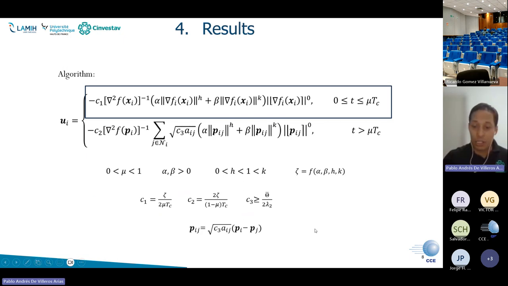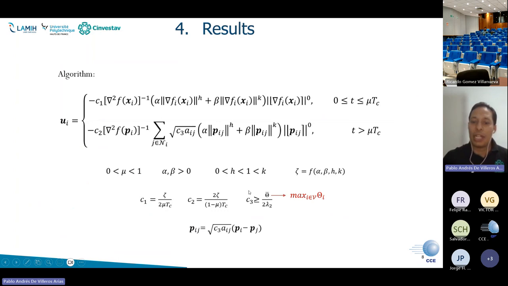The rest are just constants, but I want to bring attention to this last constant, C3. It depends on theta bar. This theta bar is the maximum among all the smooth parameters, and lambda 2, which I explained before. So as long as this C3 parameter is higher than or equal to this fraction, we can guarantee that the agents will converge in the predefined time T_C. One last thing, since we have two steps, we introduce this parameter mu, which is just to establish the duration of either phase or either step. So it goes from 0 to 1.